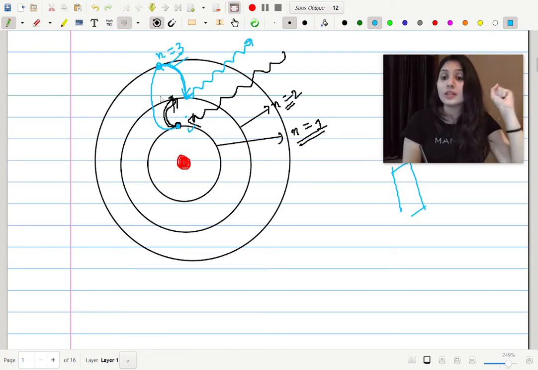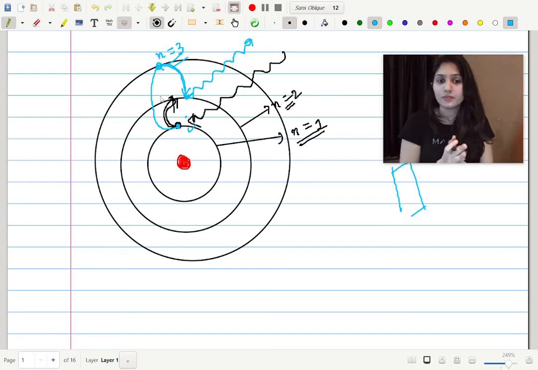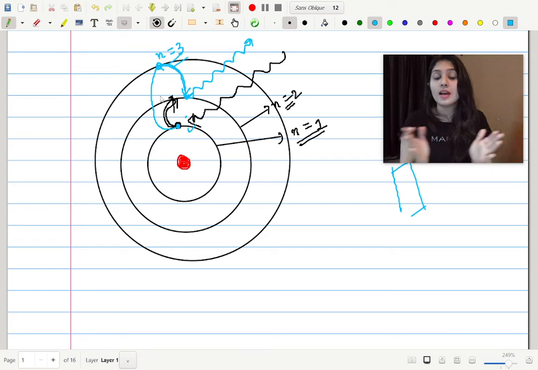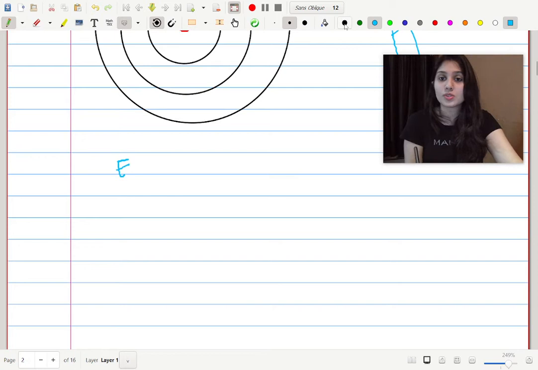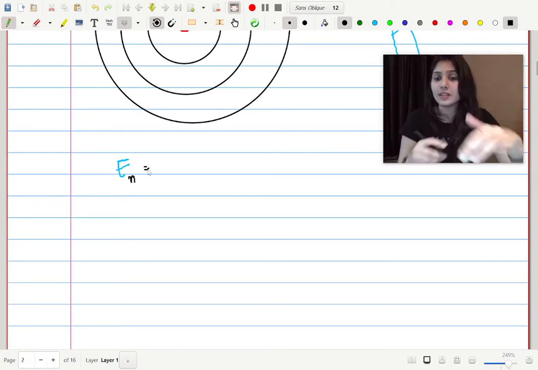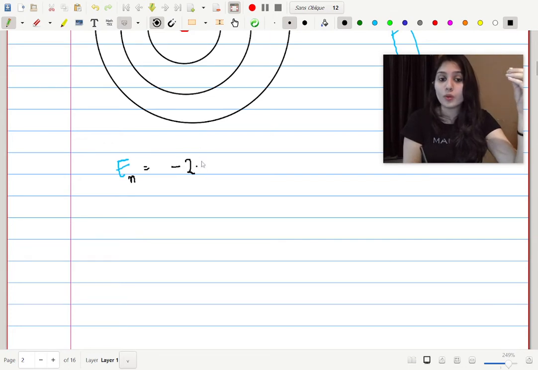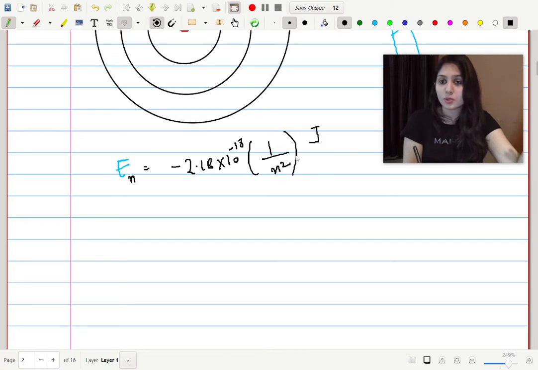Okay, and not only that, he was also able to give us the formula for the radius of any atom. He gave us a general formula, and for hydrogen we can find it out easily, and that is what I'm going to be writing here. So energy for any level, the nth level for that matter, is going to be minus 2.18 into 10 to the power of minus 18 times 1 upon n square. This n is the shell number. Of course, energy is going to be in joules, right?